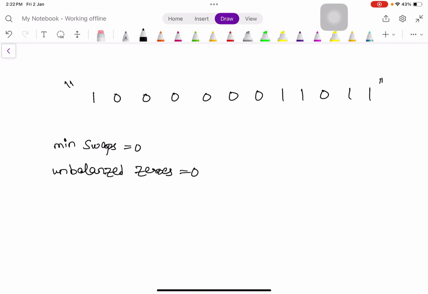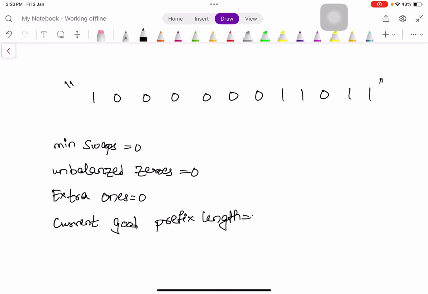Initially we have not processed the string, so unbalanced zeros is also 0. Extra ones, how many extra ones do we have? Currently we haven't even gone through the string, so extra ones is also 0. And one more is the current good prefix length. Even this value will be 0 because initially we don't know what is the good prefix length.